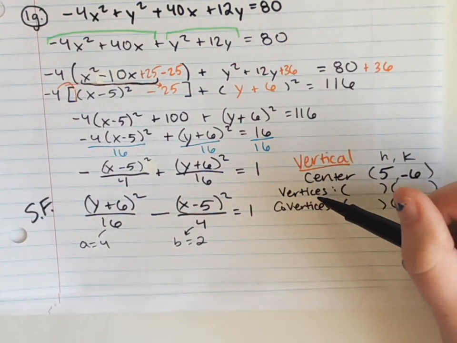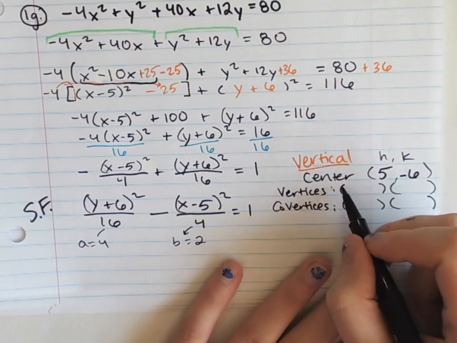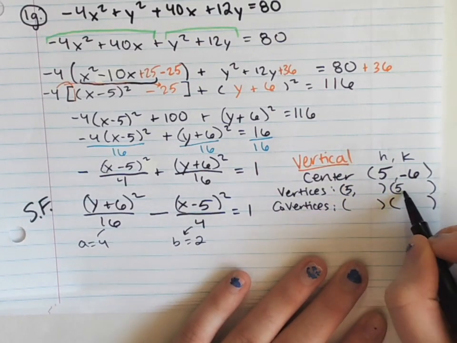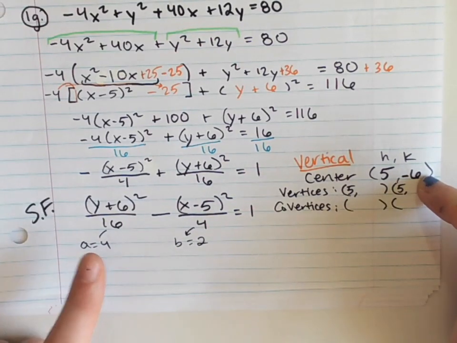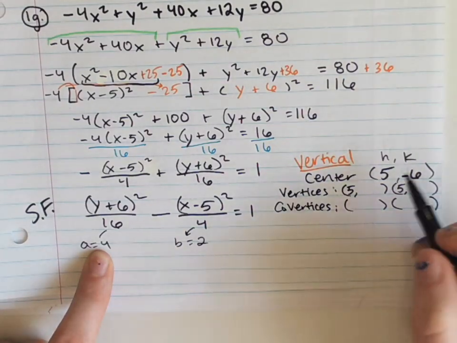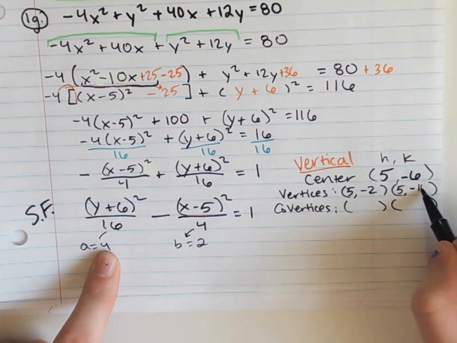It's vertical, so the vertices are going to have a vertical change from our center. If it's a vertical change, then the x value does not change. So from this -6, we're going to add 4 and take away 4. If I add 4, I'm going to get -2. If I take away 4, I'm going to get -10.